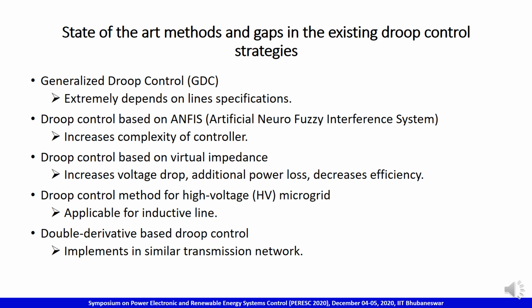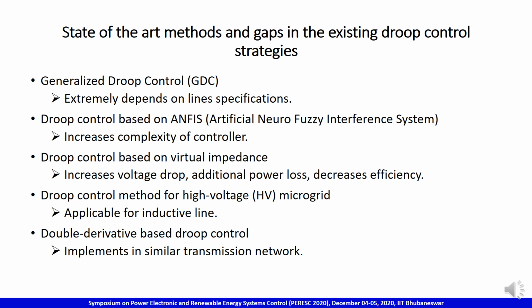The second one, droop control based on ANFIS, the adaptive neuro fuzzy inference system, mitigates the problem of calculating line parameters. However, it increases the complexity of the controller. The third one, droop control based on virtual impedance, achieves accurate active and reactive power sharing by adding virtual resistor and inductor, but it increases voltage drop and additional power loss, thus decreasing efficiency.